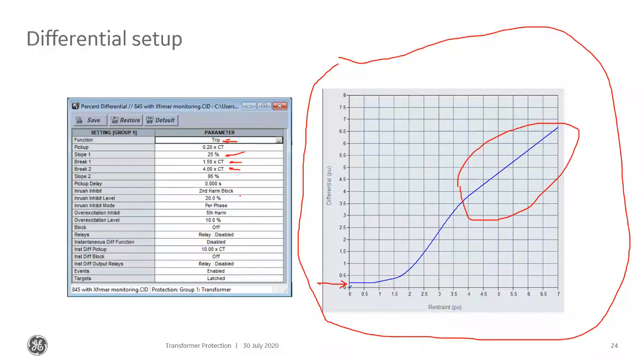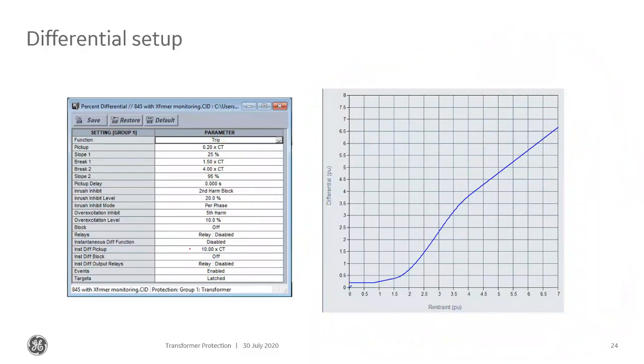The other settings that are important here are, I mentioned earlier that when we first energize this transformer, we're going to have a lot of inrush current. So the settings that are important there are the way that I block or inhibit for inrush. Typical settings are second harmonic blocking 20%. Now, we'll see in a few minutes that this inhibit mode of per phase is not a good idea. In fact, I probably want to set the inhibit mode to either average or 2 out of 3 rather than the per phase that I see here. Okay, so that's settings for an 845.